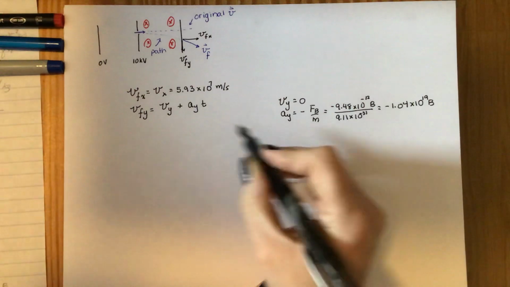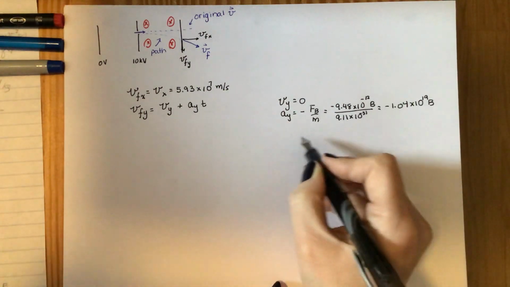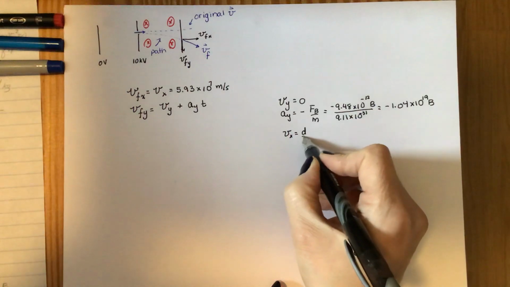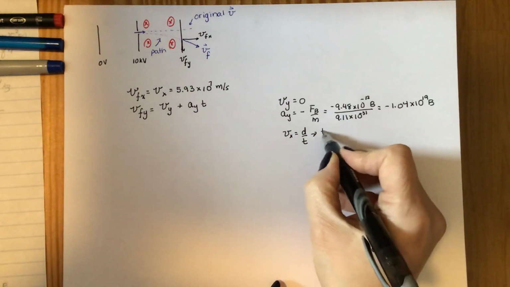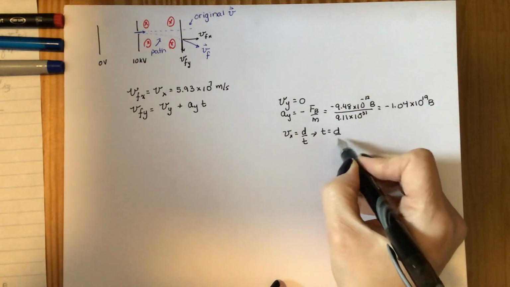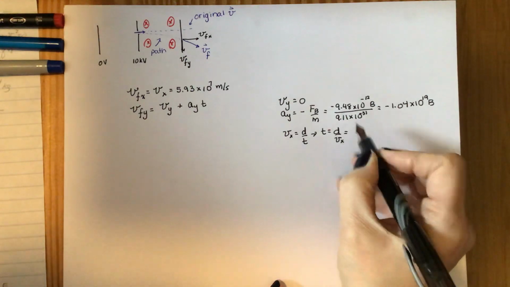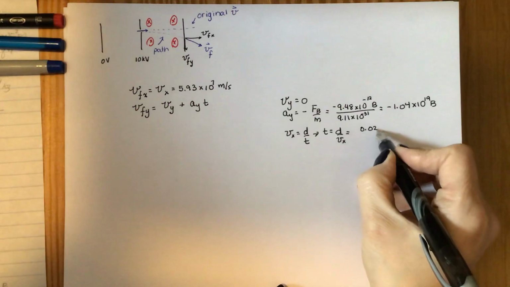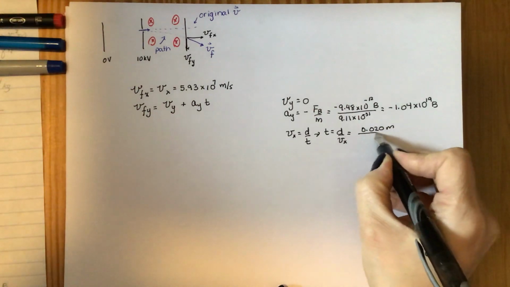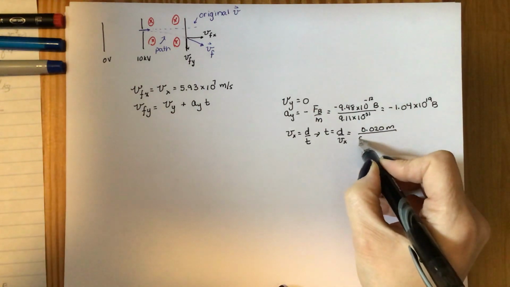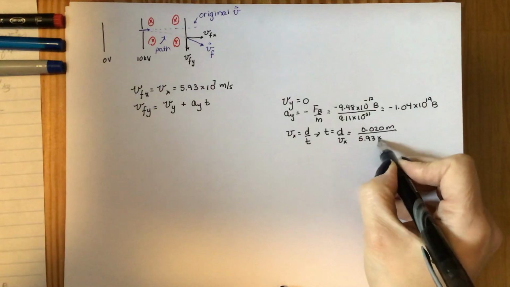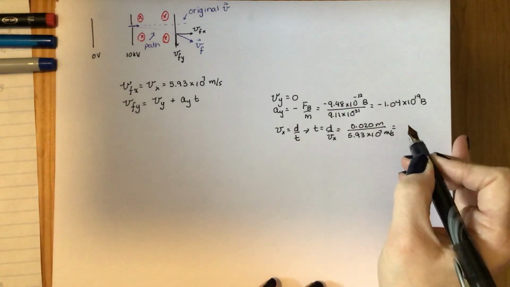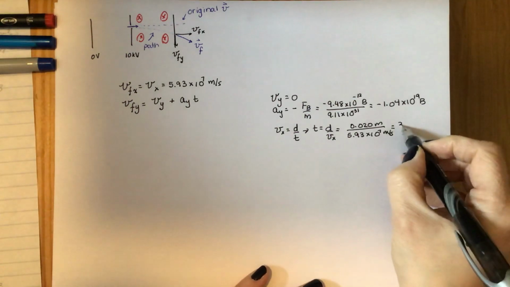Now how about the time? Well, we know that Vx is going to be distance over time, so time would be distance over Vx. The distance is the width of that path d that was given, 0.02 meters, divided by Vx, which was 5.93 times 10 to the 7 meters per second, gives us the time that it's in that field is 3.37 times 10 to the minus 10 seconds.